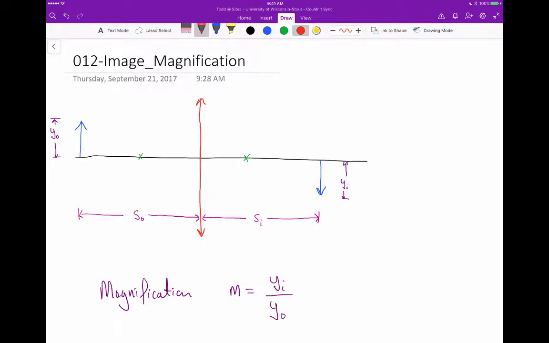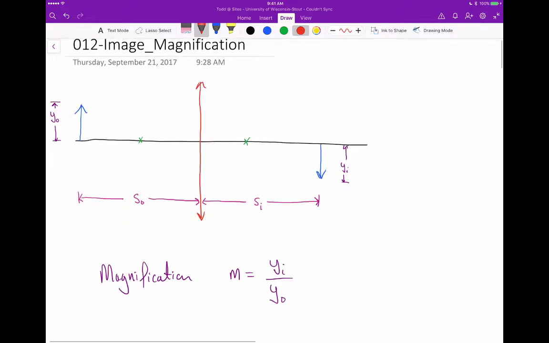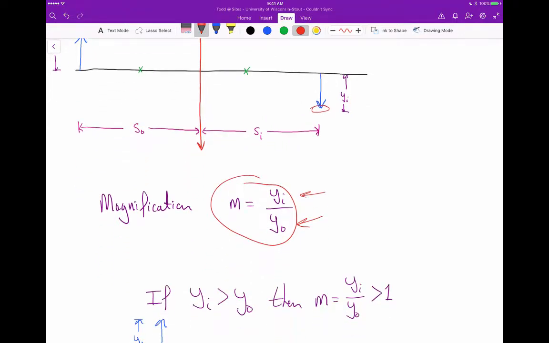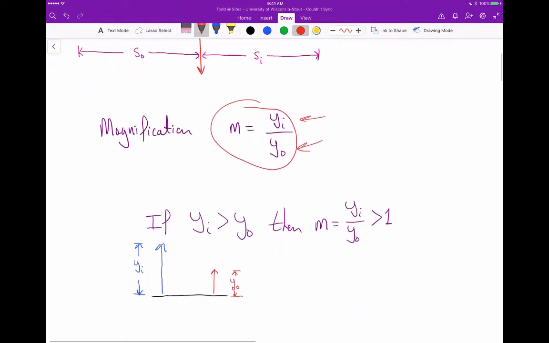The image magnification is going to tell you the size of the image compared to the size of the object. And so we're going to define m as the ratio of those two lengths. So if y sub i is the image height and y sub o is the object height, then this right here is our magnification. Now, one thing to keep in mind, remember that heights are negative when the height is measured below the optical axis and positive when measured above. So this means that if your image is flipped, you would expect a negative magnification.